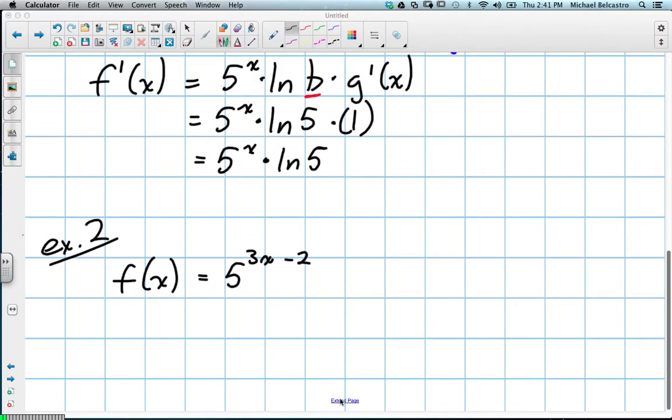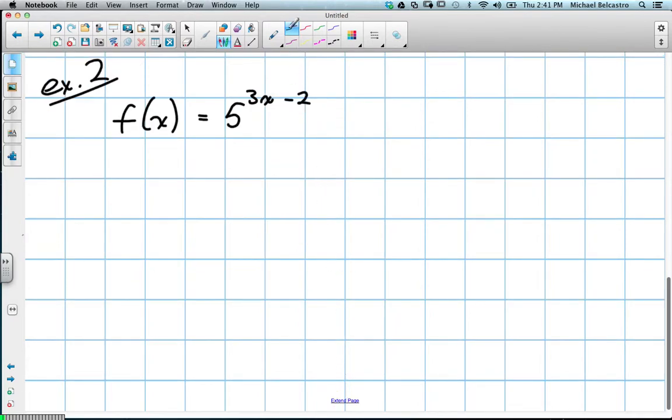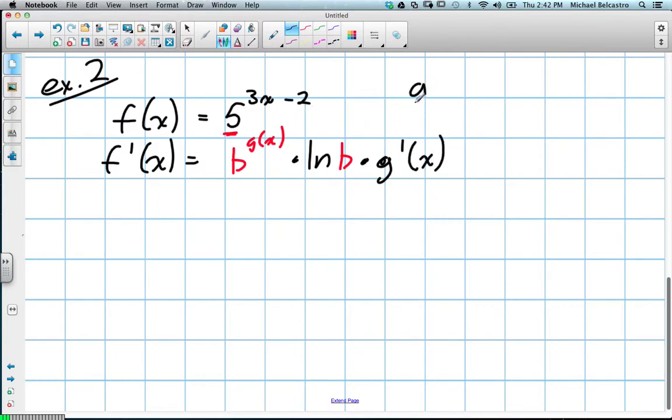Our second function, using these same rules from above. So we know that f prime of x will be equal to the original function, we'll call that b to the power of g of x, multiplied by ln of b, b being our same base of 5, and then multiplied by the derivative of g of x. Now g of x in this case is equal to 3x minus 2. And we know our base is 5, so we'll replace b with 5. We want to find the derivative of g of x, so g prime of x is equal to just 3 in this case.